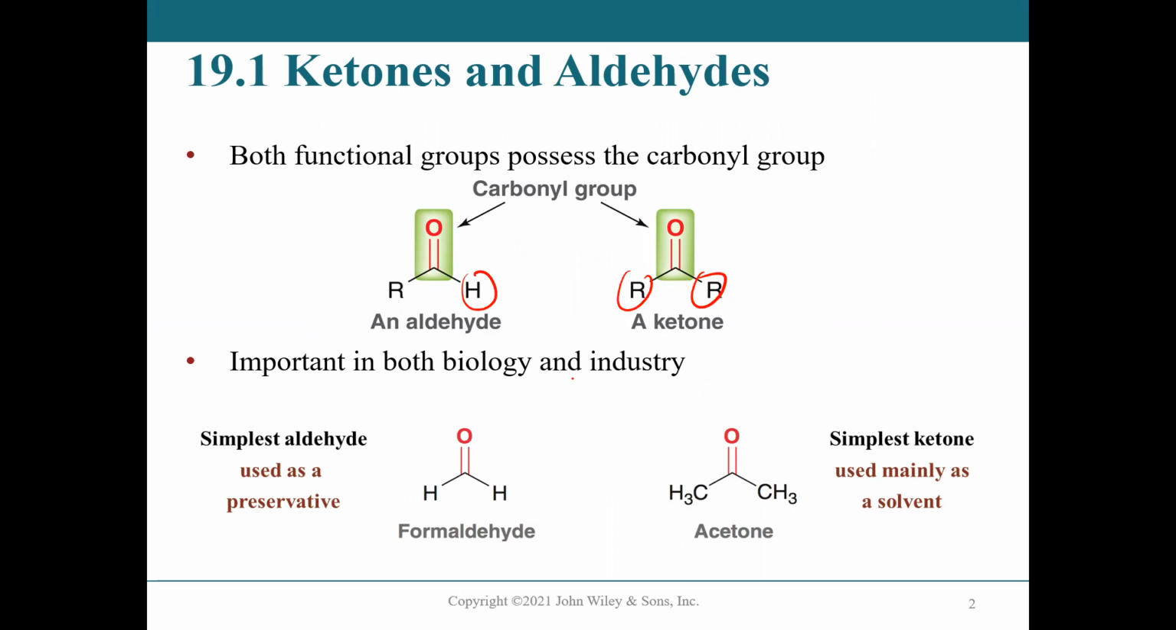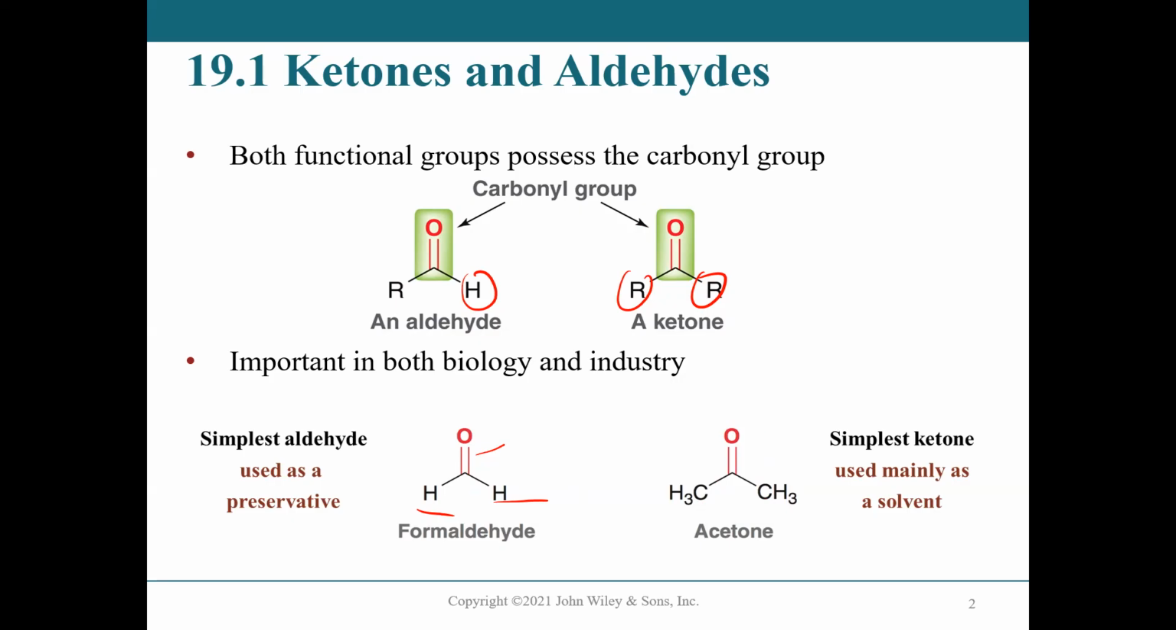They're important in biology and industry. The simplest aldehyde, formaldehyde, is used as a preservative. They often use this as a preservative for dead bodies. It's just this group right here with two hydrogens. And acetone is the simplest ketone. You can commonly find this in nail polish remover.